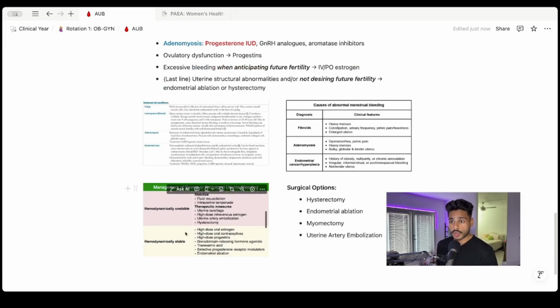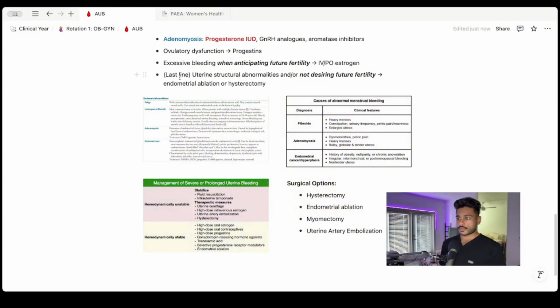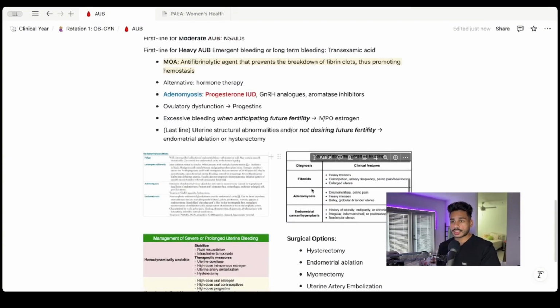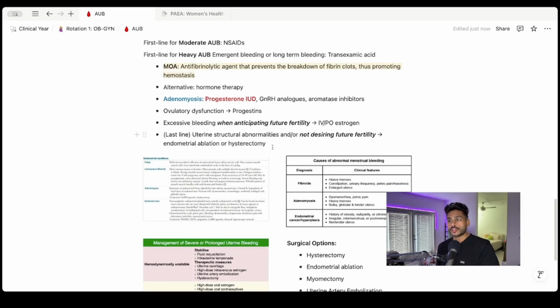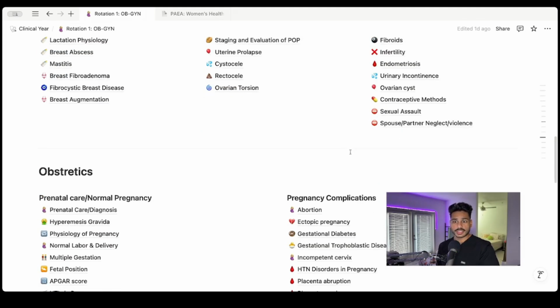This one that I'm pointing to is from Blueprint EOR questions, the rotation specific questions. And again, it will have everything about management, because, for example, if a topic, dysfunctional uterine bleeding, is a large chunk of your EOR, then you really have to know your management from A to Z. So that is how my whole Notion page is set up.